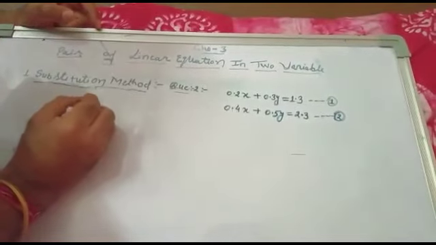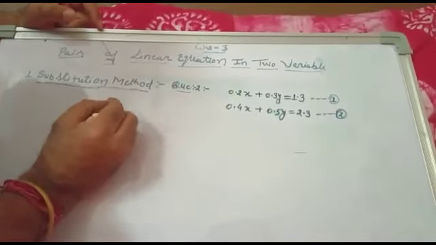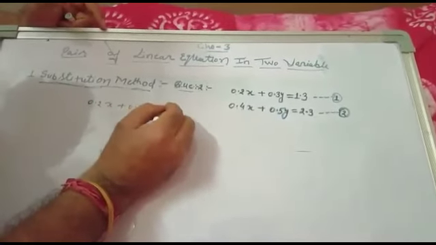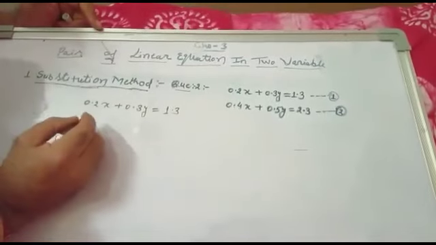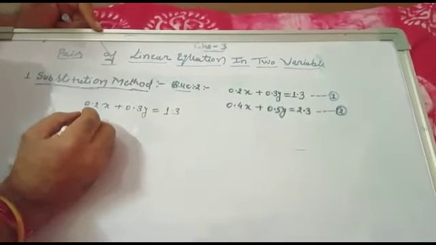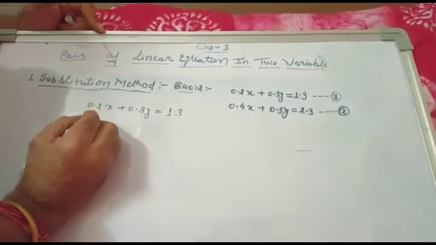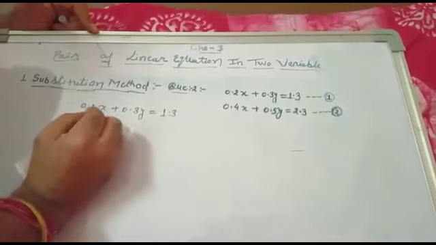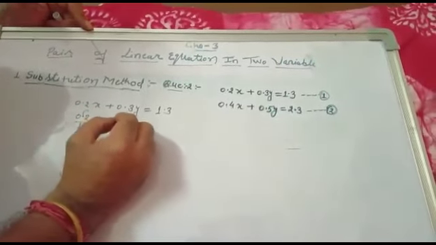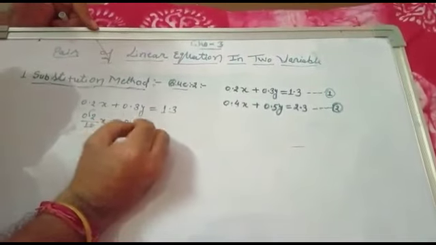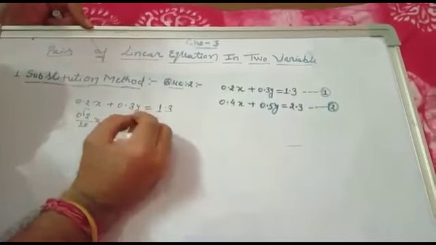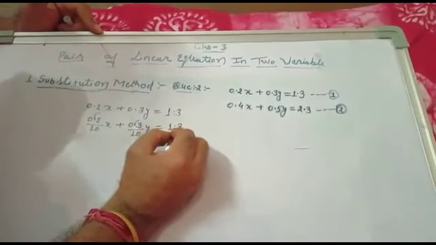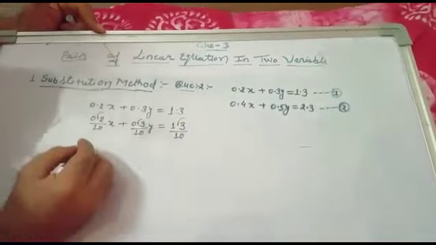The first equation is 0.2x plus 0.3y equals 1.3. We change it from decimal form to simple form. Then 0.2 upon 10, reduce the decimal, x plus 0.3 upon 10, reduce the decimal, y equals 1.3 upon 10, reduce the decimal.